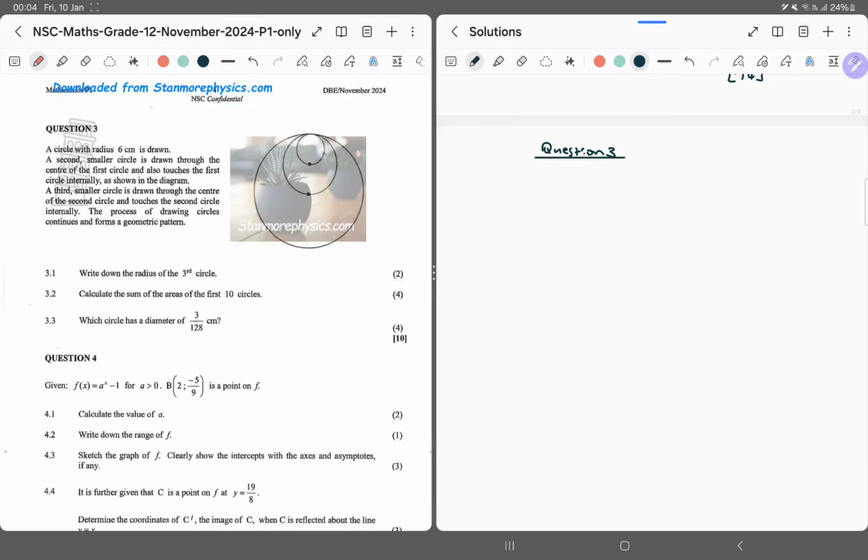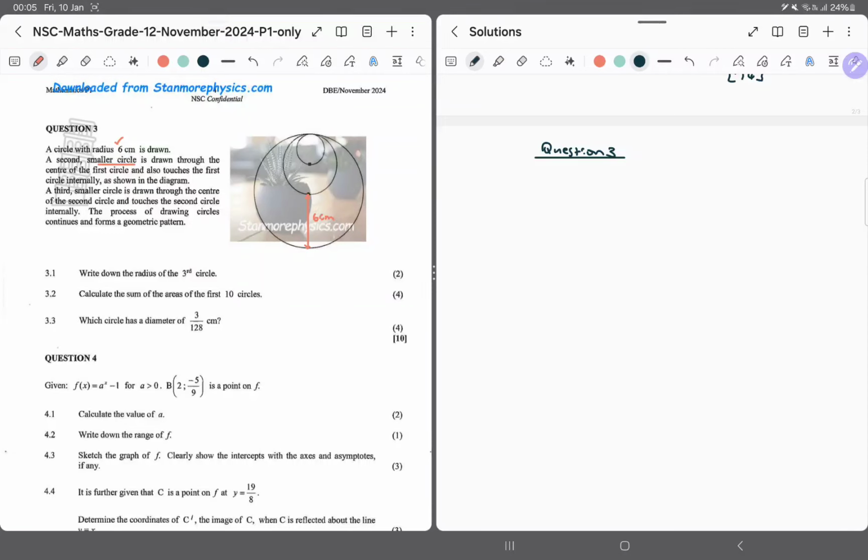Now question 3 reads, a circle with a radius of 6 centimeters is drawn. A second smaller circle is drawn through the center of the first circle and also touches the first circle internally as shown in the diagram. So this is the big circle. So this is suggesting that, okay, this is its radius, right? Radius is from center to circumference, and we are told this is 6 centimeters.